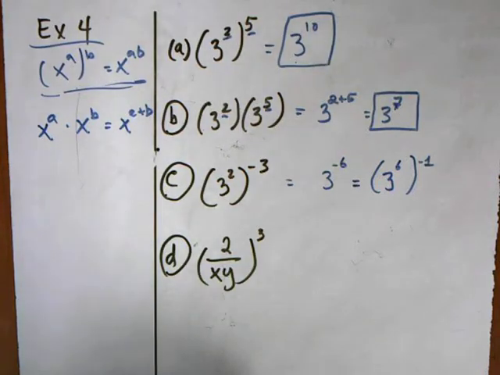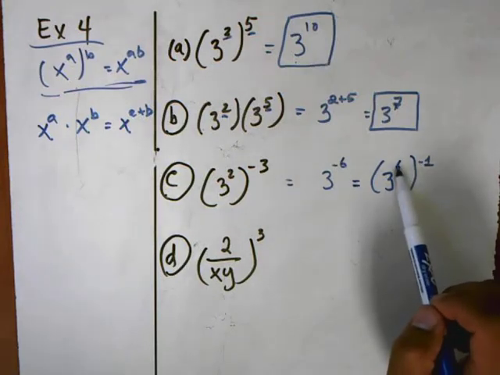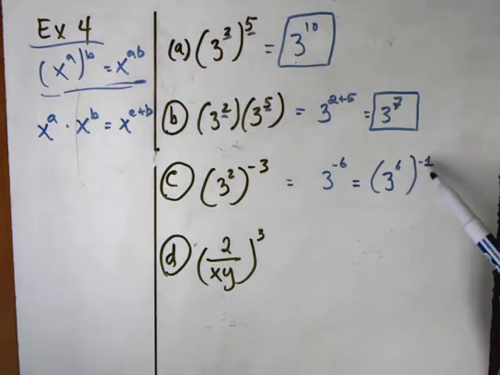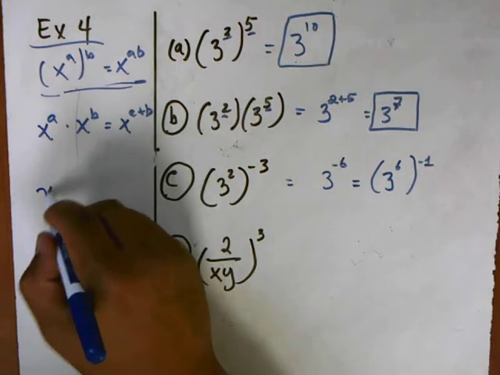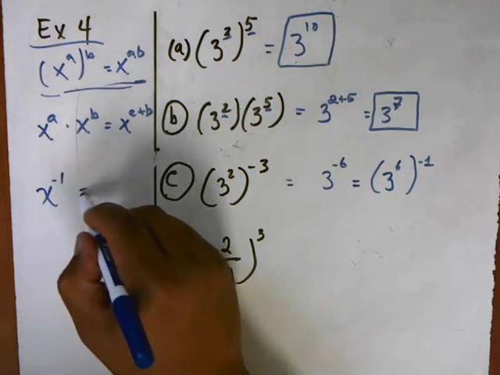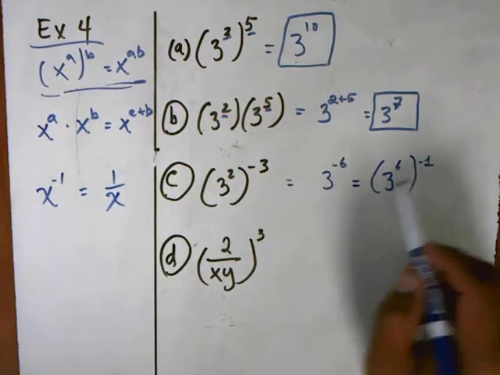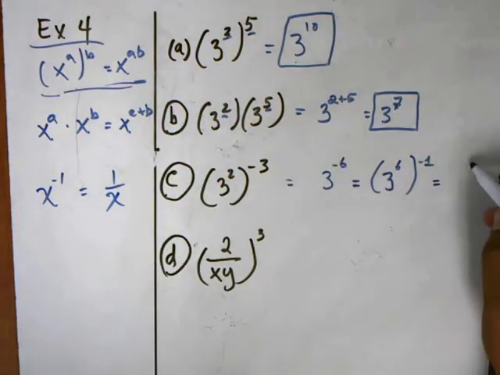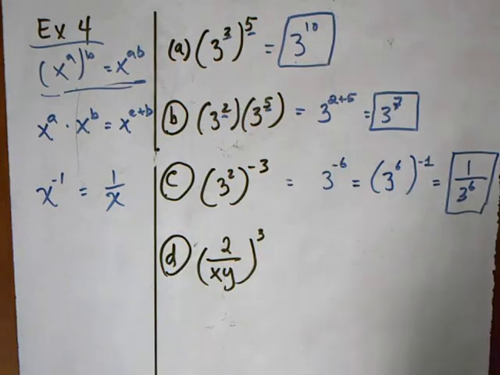And the reason that I do this is that I can separate the 6 from the negative 1, because we have a nice rule that applies to negative 1. If you remember, any number to the negative first power is really the reciprocal of that number. So here, 3 to the 6 to the negative 1 is really 1 over 3 to the 6. And so that turns out to be our final answer.